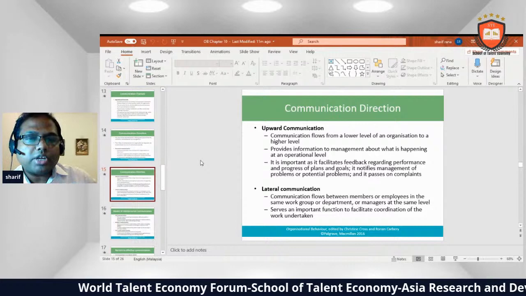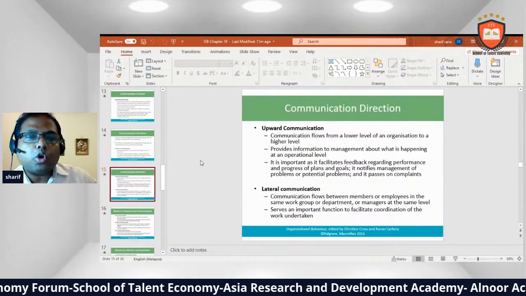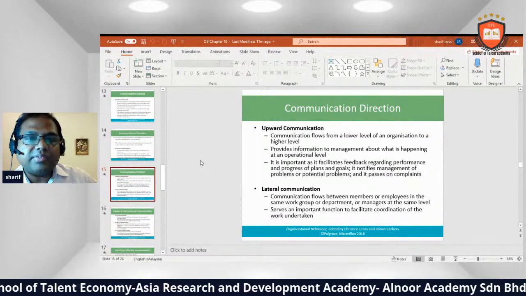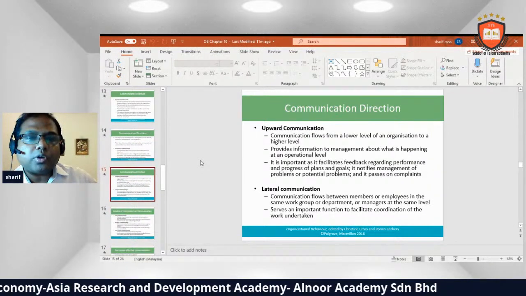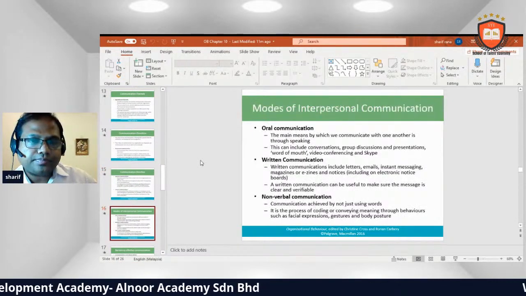Lateral communication. Communication flows between members or employees in the same work group or department or managed at the same level, and serves the important function of facilitating and coordinating the work undertaken.